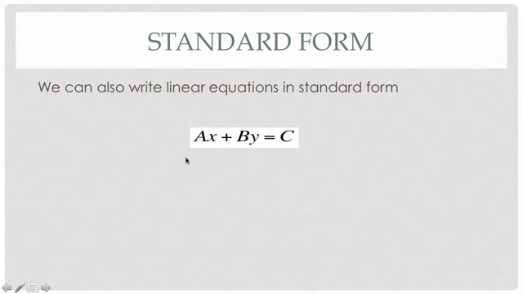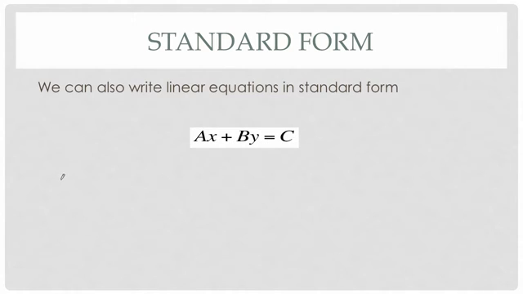All right, let's talk about standard form. We can write every linear equation in slope-intercept form. We can also do the same thing in standard form. Standard form is just another way to rearrange it to write an equation. And it's helpful, especially as we get into systems of equations, to be able to go back and forth between the two different forms. Standard form uses this value a times x plus b times y equals some value c.